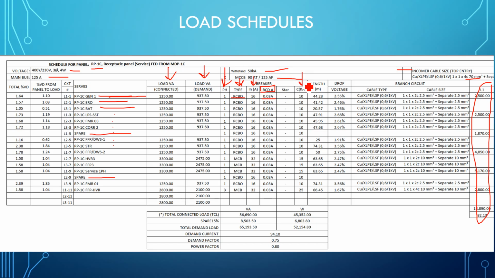Then we have the short circuit. It is 10 ampere here, here 15, and here 25 ampere. Then we have the length of the cable, and we have the voltage drops if any, and then we have the cable type. Okay, this is copper, XLP insulation, and low smoke. The type is 0.6 to 1 kilovolt, and this is the size, 2 core 2.5 mm, and we have a separate 2.5 mm square.